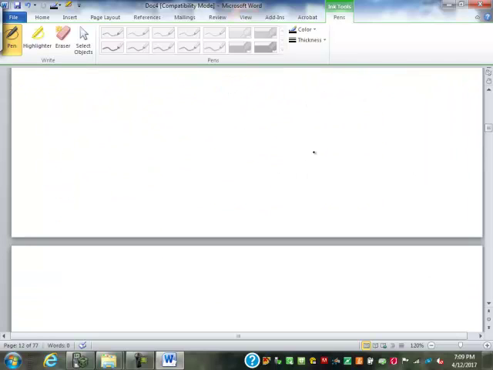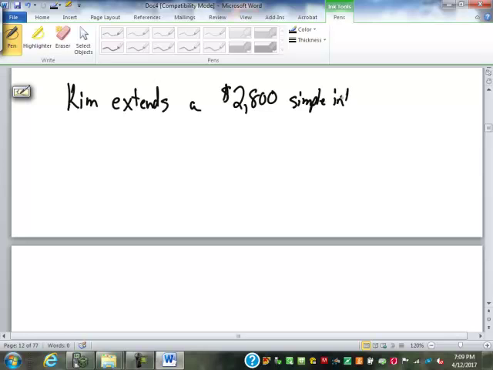So let's look at another situation. Let's say that Kim extends, and that's usually the term, a $2,800 simple interest note. By the way, a lot of times they don't say simple interest note. They'll just say extends a $2,800 note. It is assumed that that is a simple interest note. It'll say discount note specifically if it's a discount note.